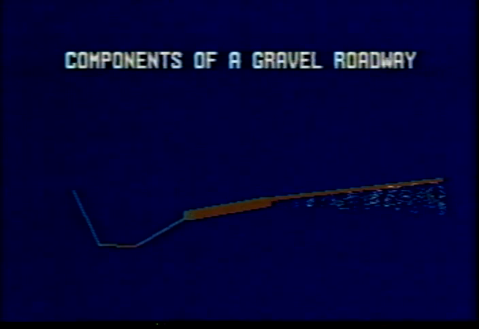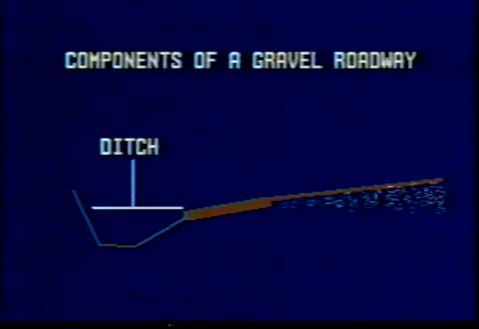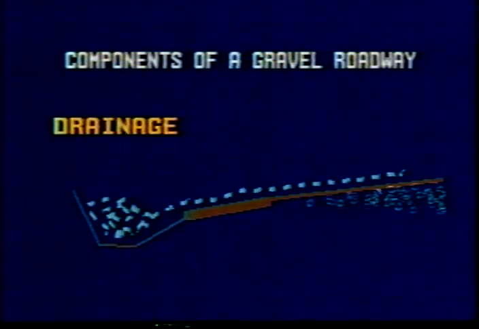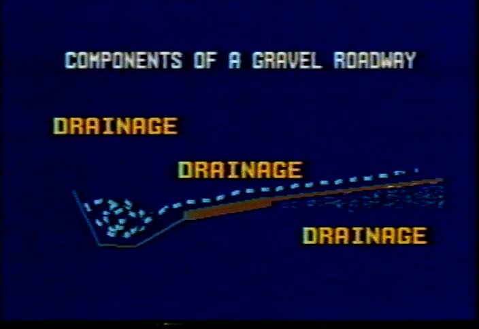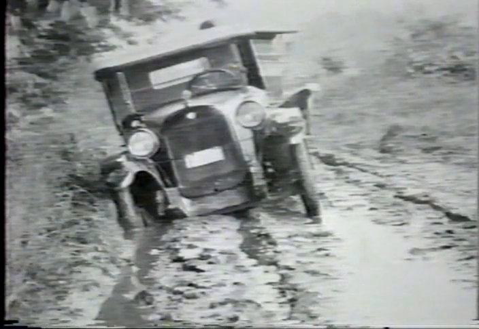The third and perhaps most important part of a roadway is the ditch. A wise engineer once said, "There are 3 important things to remember about the maintenance of a gravel road. They are drainage, drainage, and drainage." Standing water in a gravel roadway will soften the wearing surface and subgrade, making a quagmire of the road.